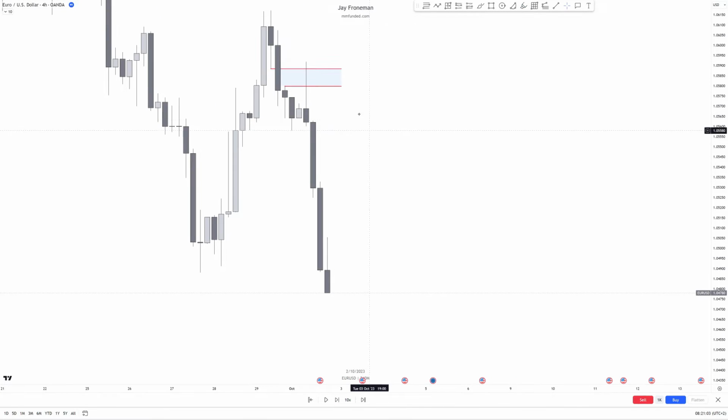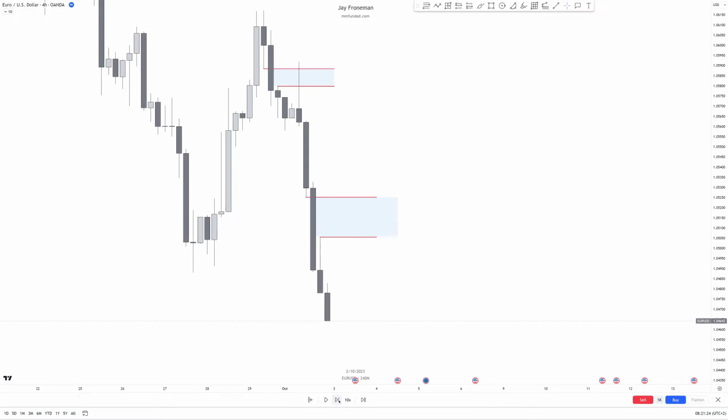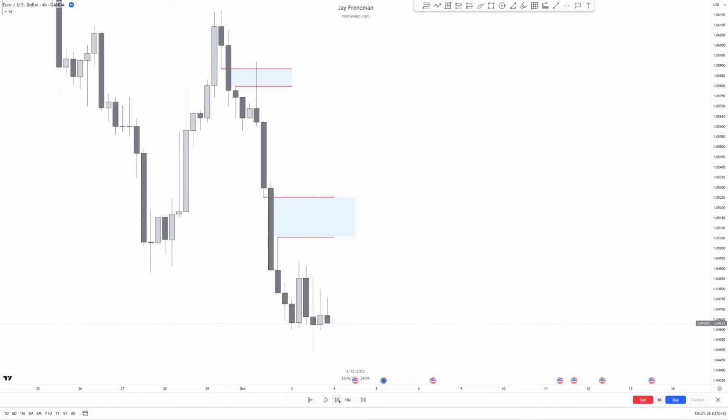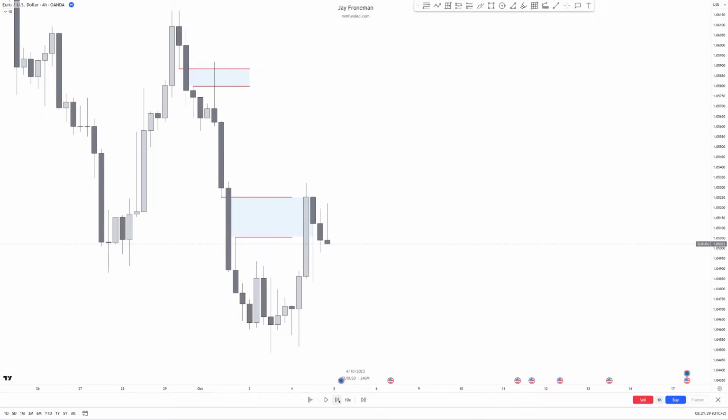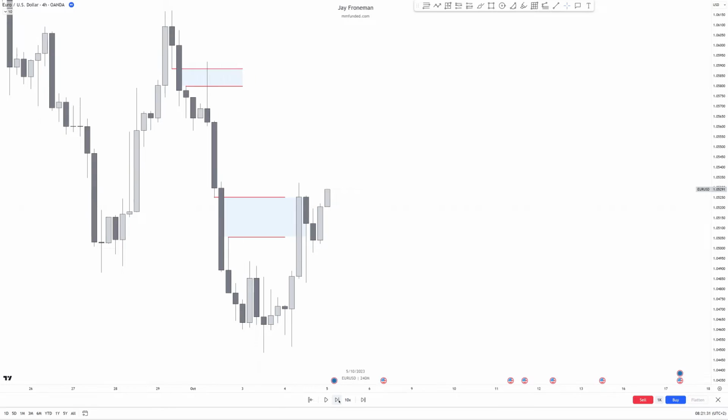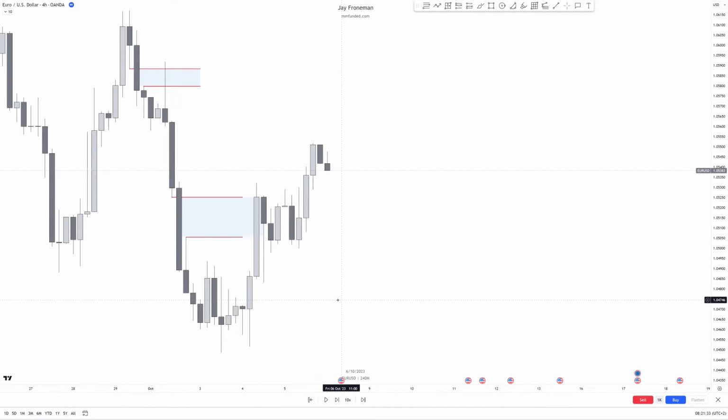Alright, and now we get an aggressive move in the same direction, so we can look for the previous 3 series candles. We have candle number 1, candle number 2, and candle number 3. The low of the first candle and the high of the third candle acts as another fair value gap. So we can mark that out, continue price throughout.